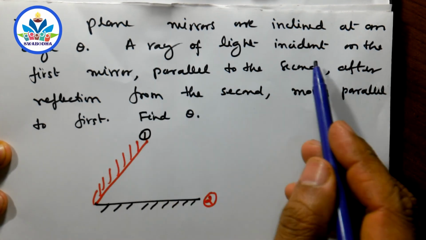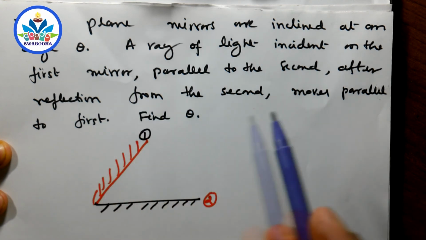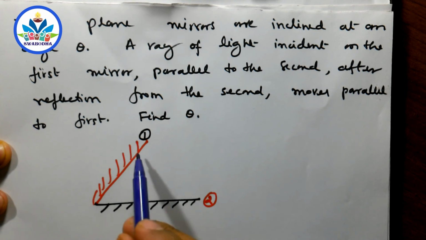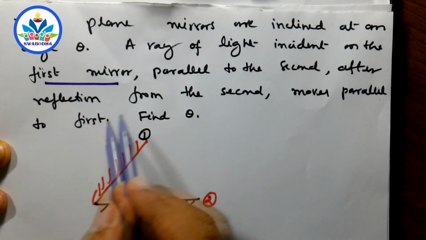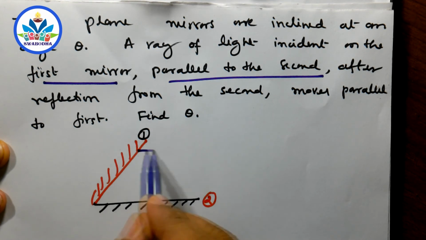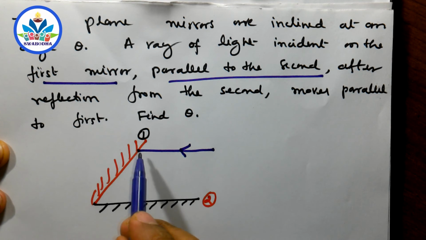A ray of light incident on the first mirror parallel to the second. You have to incident a ray of light parallel to the second mirror, but incident on the first. We will split the sentences: parallel to the second but incident on the first mirror. Is it so? Very simple. Incident on the first but parallel to the second.